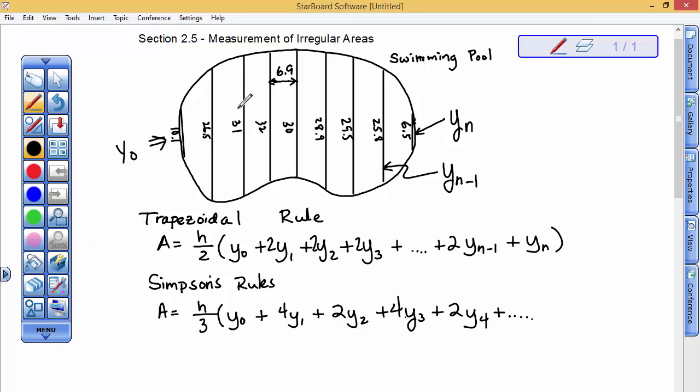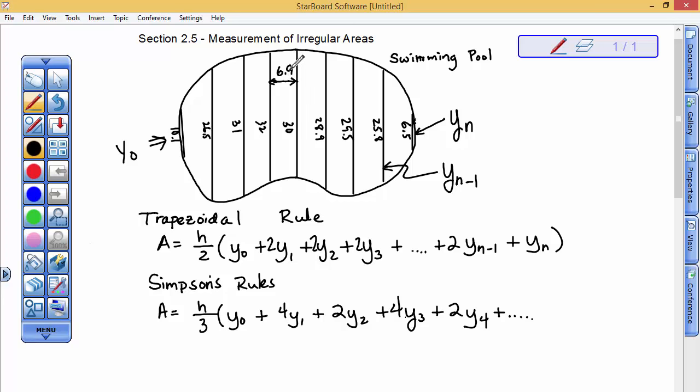Then you'd open the parentheses, then you'd put in the length of the first line, 10.1, plus 2 times this one, and 2 times this one, and 2 times this one, and 2 times this one, and 2 times this one, finally 2 times this one, and then just add the last line in, y sub n. Well, Simpson's rule kind of curves out the edges of these shapes that we're adding together essentially by the trapezoidal rule. In Simpson's rule, you take the distance between the parallel lines and you divide by 3 this time instead of dividing by 2.